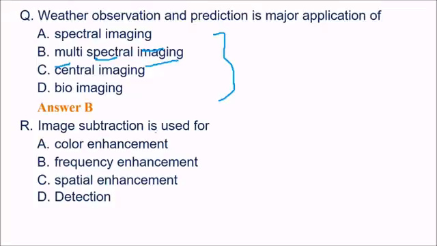Next is, image subtraction is used for what? Image subtraction. Tell me the answer. It's of course detection. Image subtraction is not used for the other options. The answer is detection.